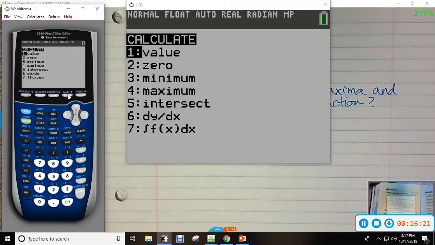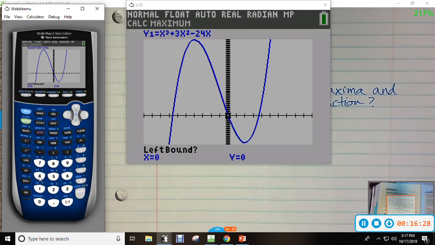If I want to calculate the maximum, what number do I push? 4. So now, take a look at what it says at the bottom of your screen. It says left bound. What it wants us to do is set a left boundary for that maximum point, using only the left and right arrow buttons.